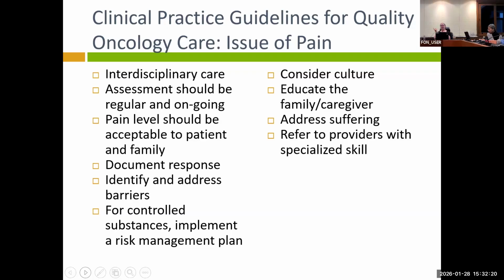Consider the culture, educate the family caregiver, address suffering. So this would be, suffering often relates to the psychological, the social, the spiritual, and refer providers to providers with specialized skill. So again, if you look at the clinical practice guidelines for oncology care under pain, this is what you're going to find. This is what we should be doing in oncology care.